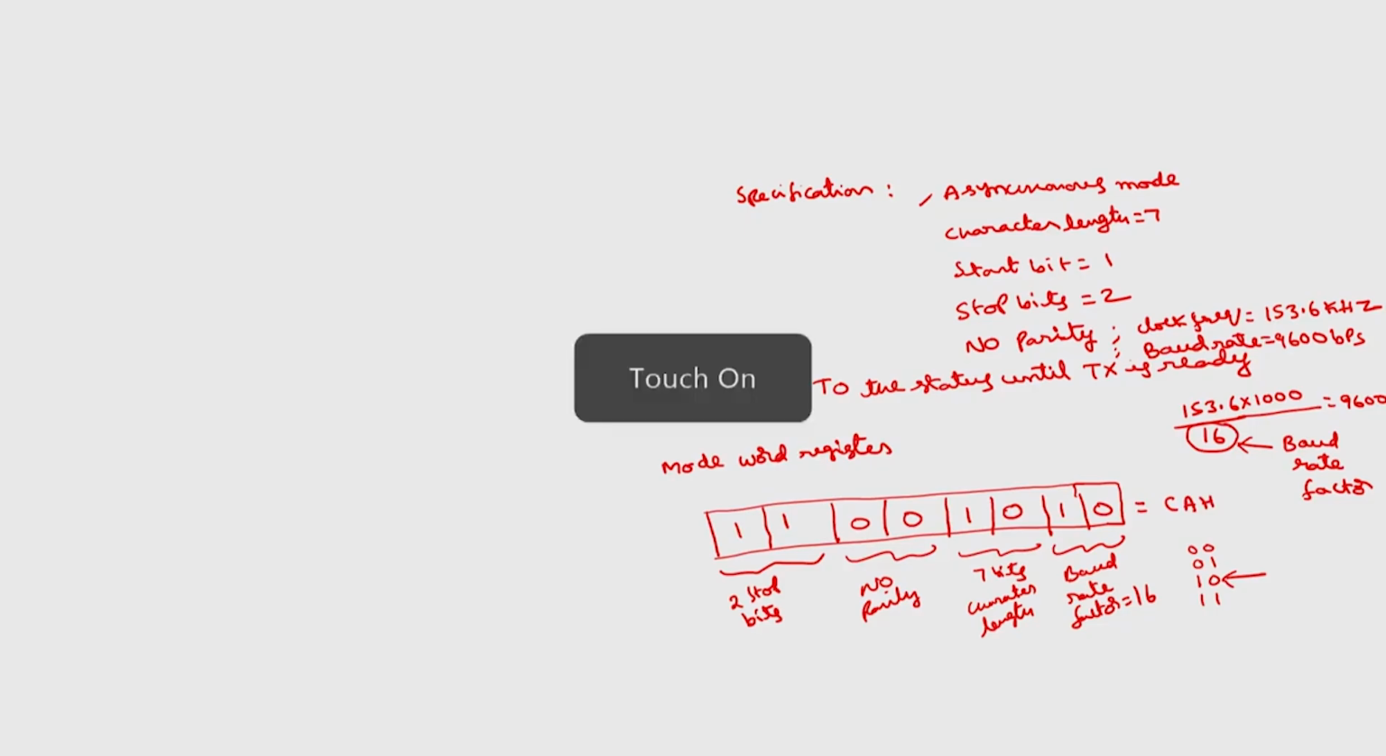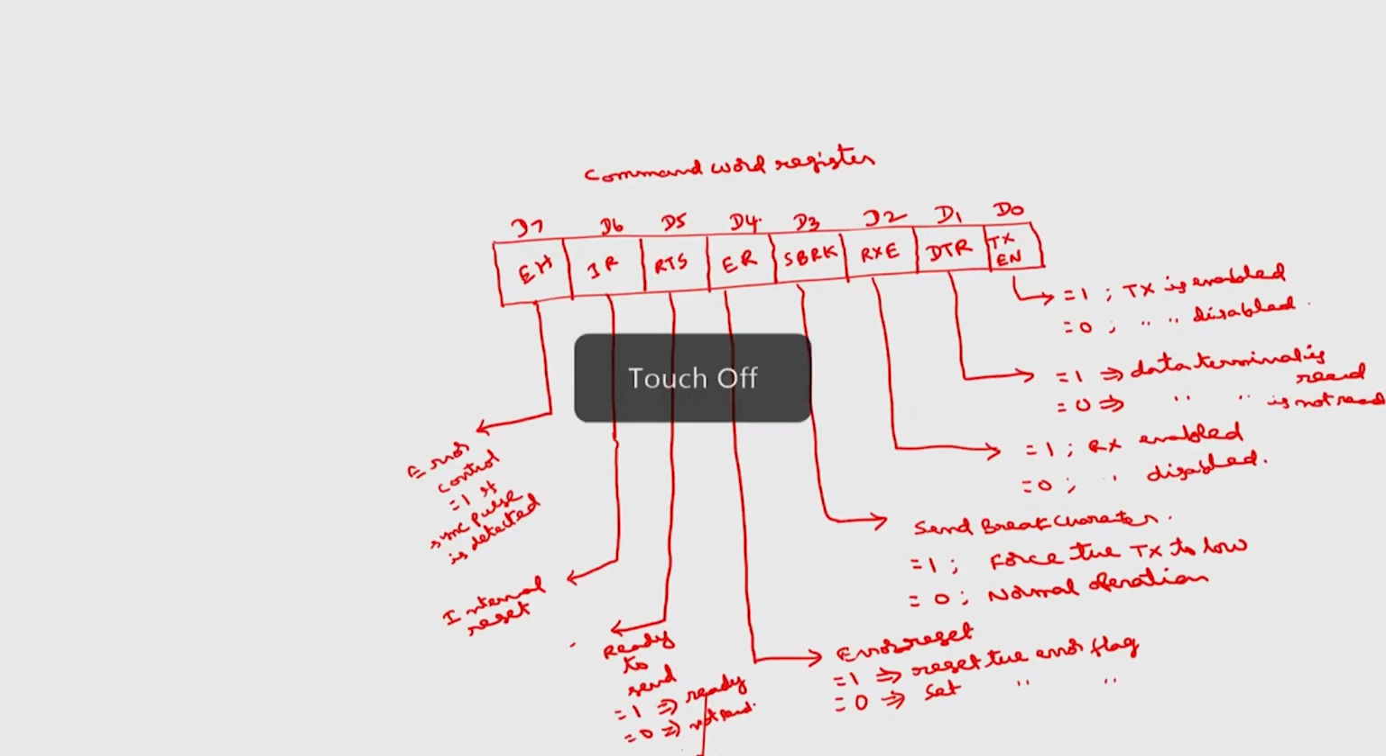So, what is the format of the command word register? This is the command word register. I want to enable only the transmitter. So, this should be 1, data terminal ready. We are not going to use the receiver, so these bits are do not care. Receiver enable: we are going to disable the receiver, because I want the transmit operation. Send break character is not required, this is do not care.